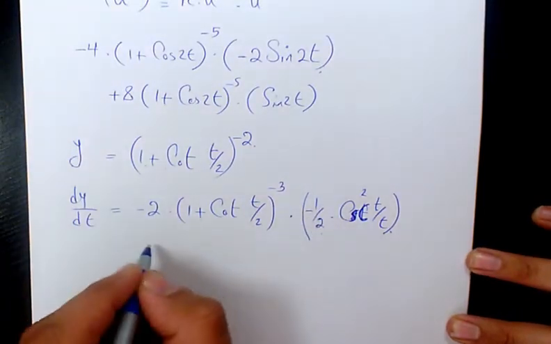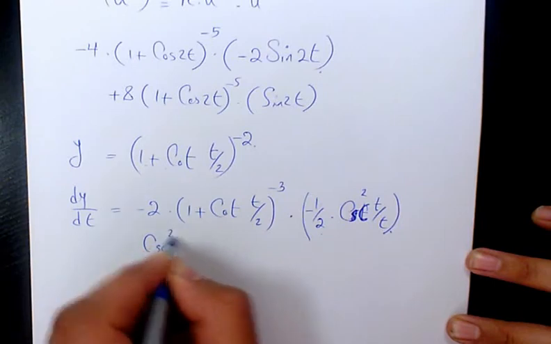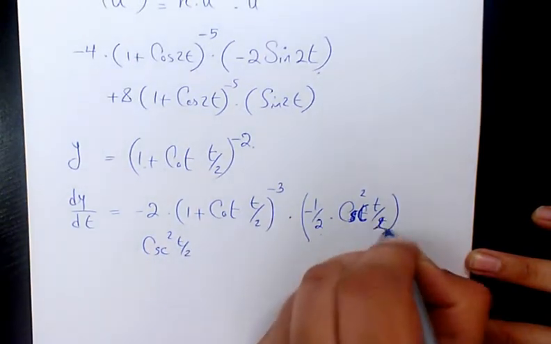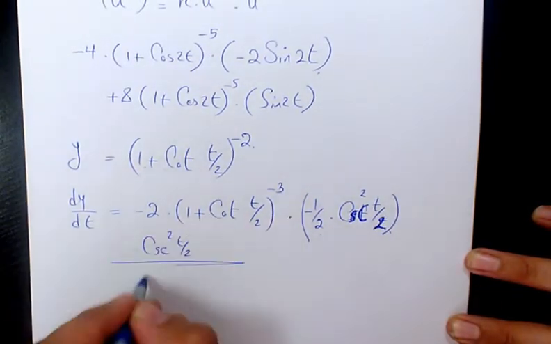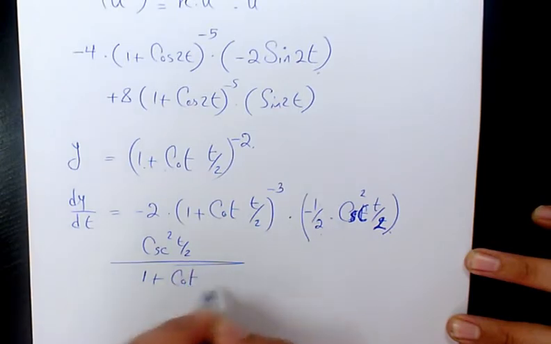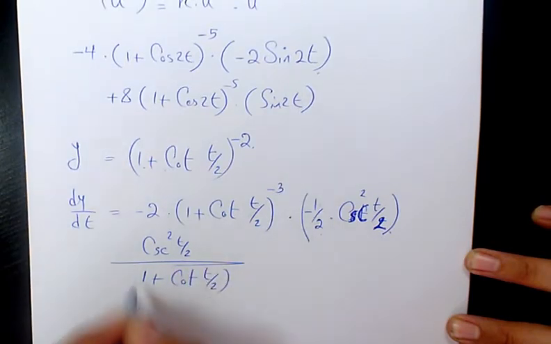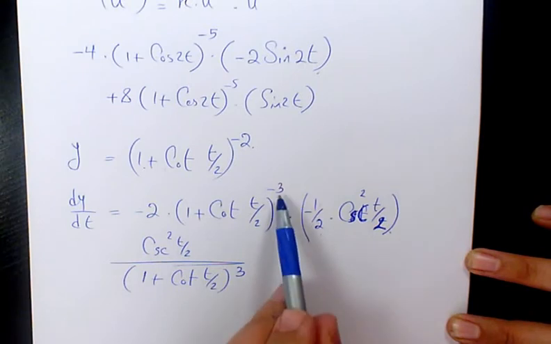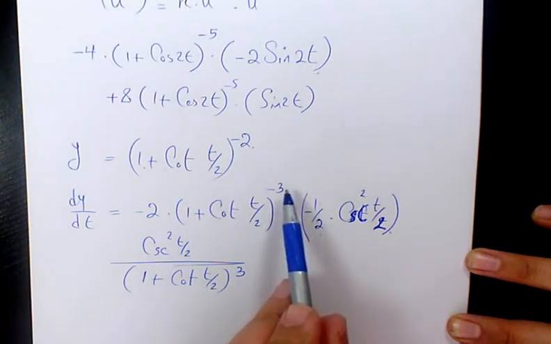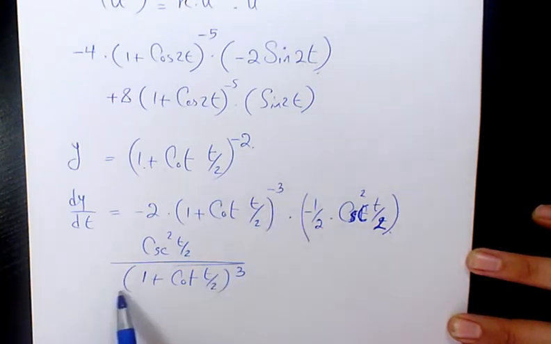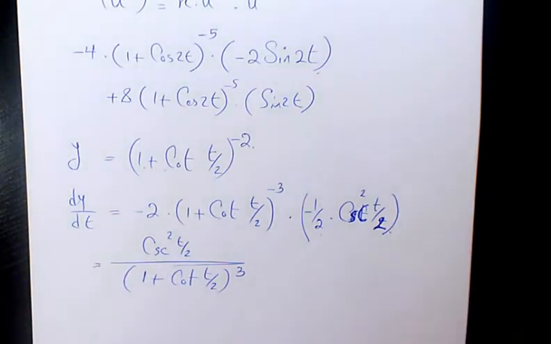So we have cosecant squared of t/2, over (1 + cot(t/2)) to the power of 3. Because this one is negative 3, if you want to make it positive, you just need to bring it into the denominator. So now this part is going to be the final answer to this question.